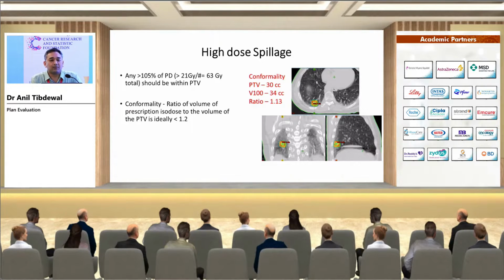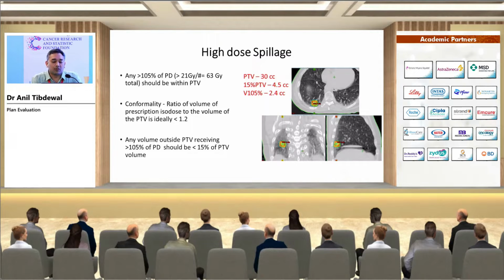That means if your prescription isodose is 60 gray, then the volume of the prescription isodose divided by the volume of the PTV should ideally be less than 1.2. For example, here the PTV volume is approximately 30 cc and your V100 is 34 cc. If you divide 34 by 30, it comes out to be 1.1. So we are okay with that. It is less than 1.2.